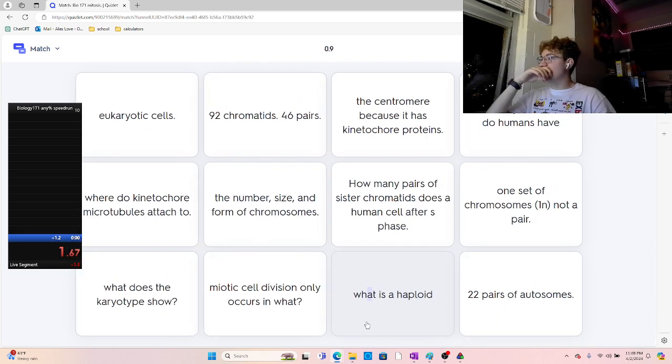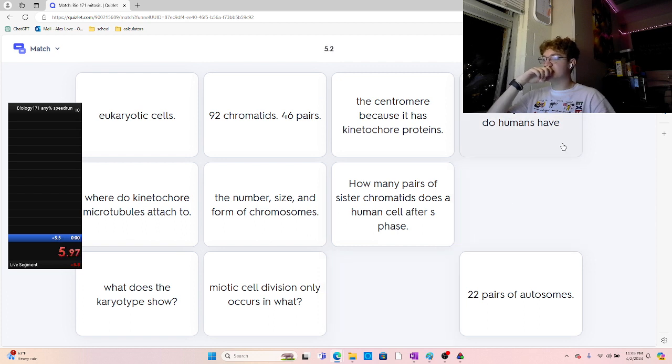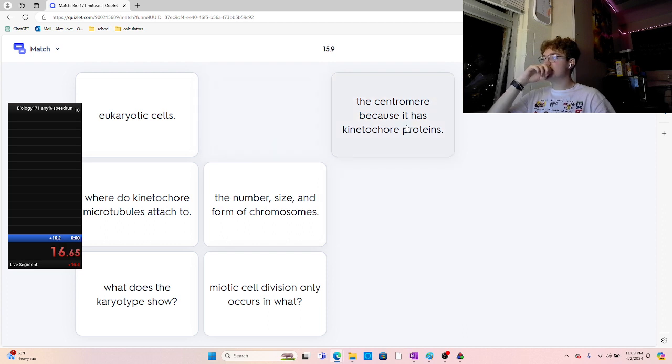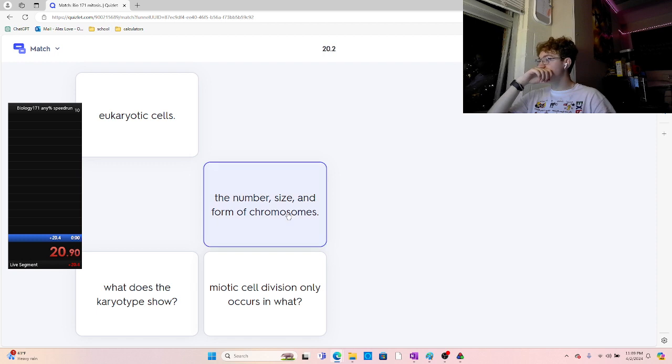Okay. What is a haploid? That is one set of chromosomes. How many autosomes? 22. Yep, there it is. How many pairs of chromatids does a human cell have after the S phase? 92 chromatids, 46 pairs. The centromere, that's where microtubules attach, kinetochore, a form of protein.